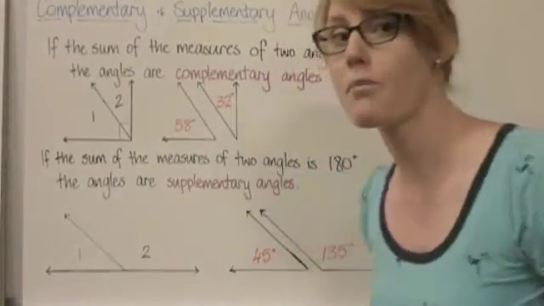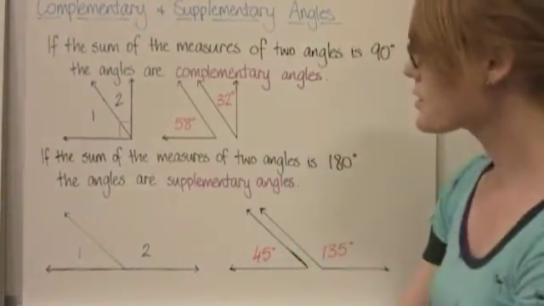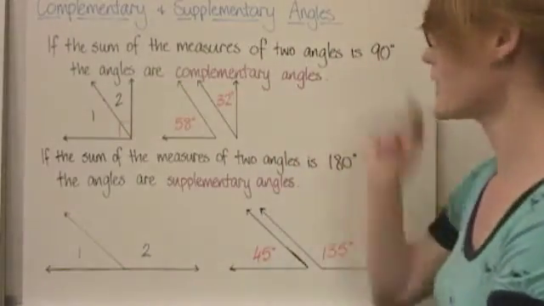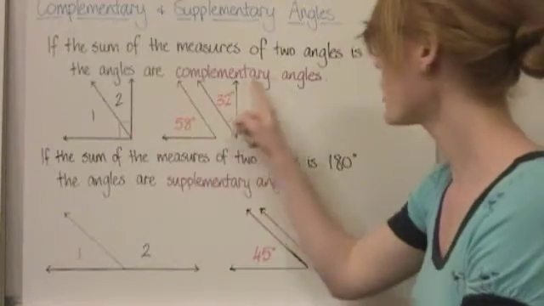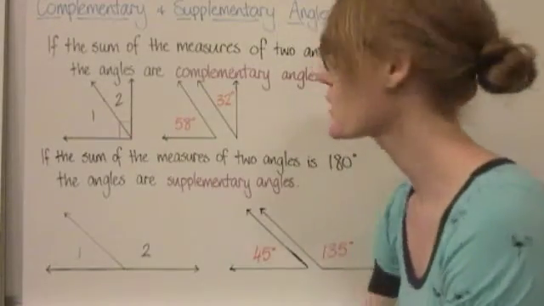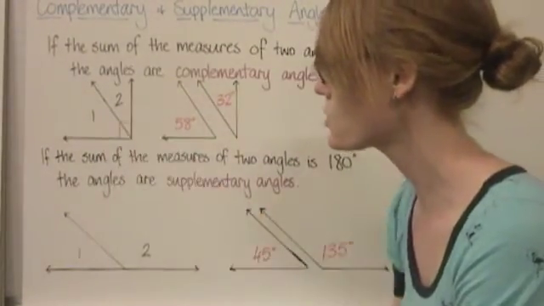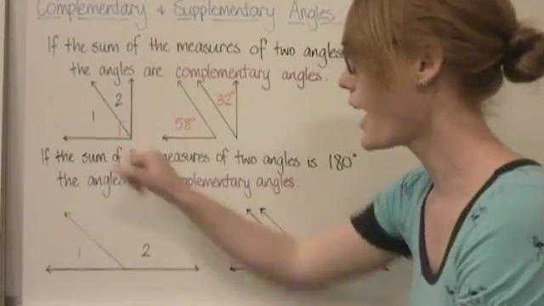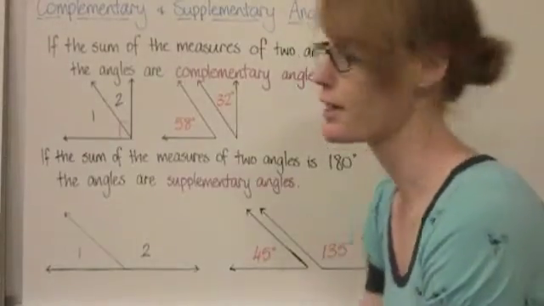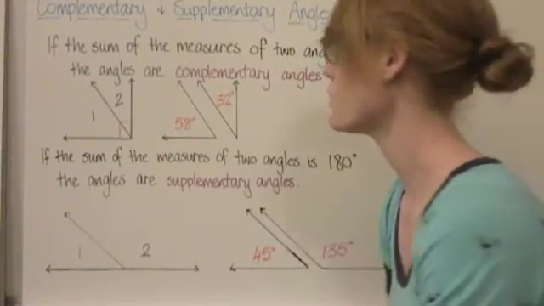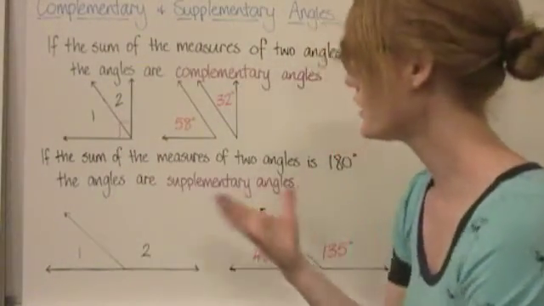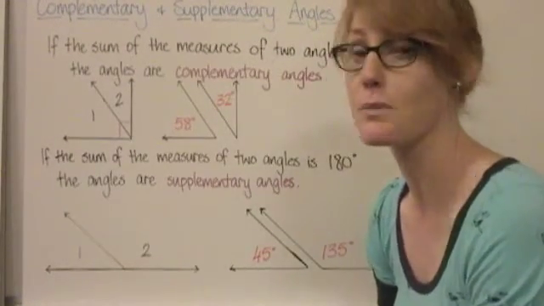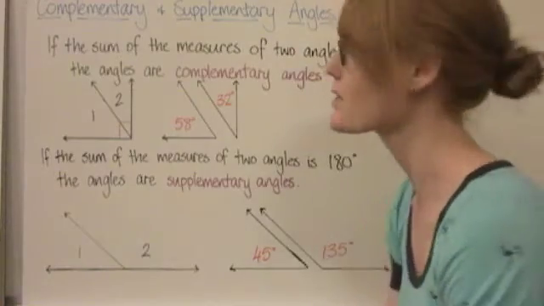So let's take a look at complementary and supplementary angles. If the sum of the measures of two angles is 90 degrees, then the angles are complementary angles. So here we have angle 1 and 2, and we can see that they form a right angle. Angle 1 is equal to 58 degrees, and angle 2 is equal to 32 degrees. And combined, they have a total measurement of 90 degrees, which makes them complementary angles.